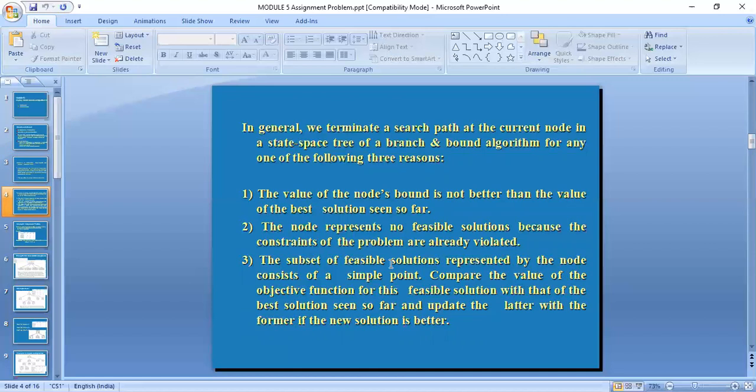When you have different promising nodes, among them you will see which is the most promising one. The most promising node is the one which has either the least value in a minimization problem or the largest value in a maximization problem, because for each and every node we calculate the bounded value. When you calculate the bounded value, you compare the nodes and see which is the best one. So this is how we go ahead with the branch and bound technique.